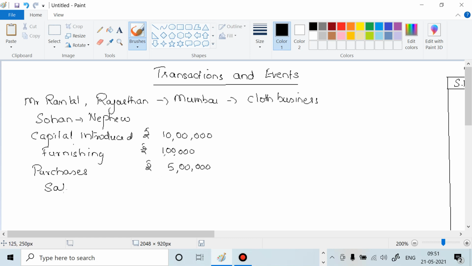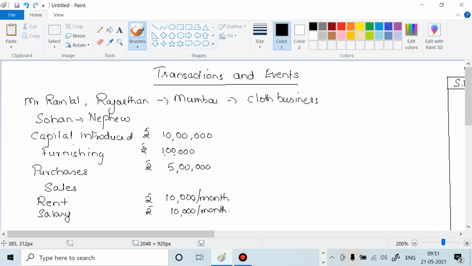So he would be making sales on an everyday basis. He would also be incurring expenses, say related to rent. Suppose he has hired that shop for 10,000 rupees per month. He has to pay rent. He pays salary to his employee, right now only Sohan, say rupees 10,000 per month. And he would have several other expenses of doing the business.